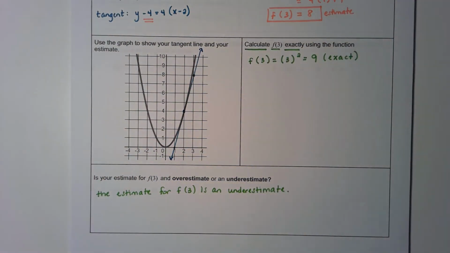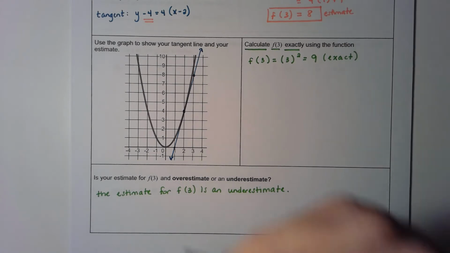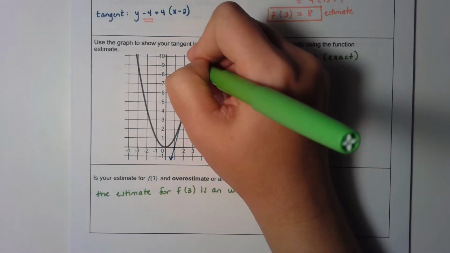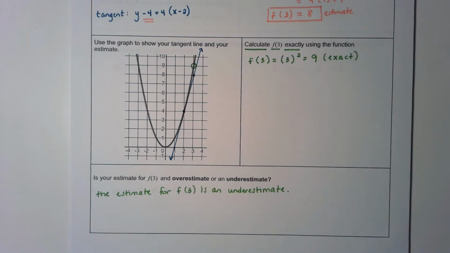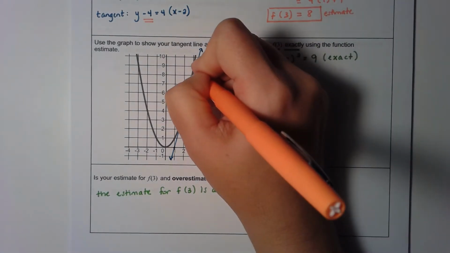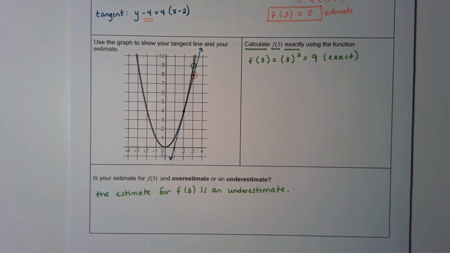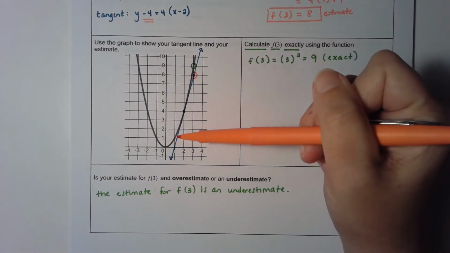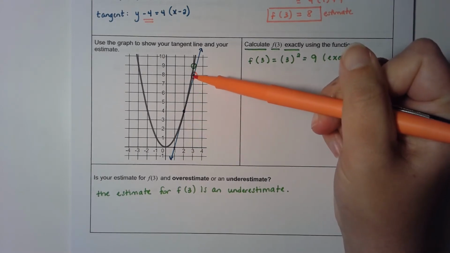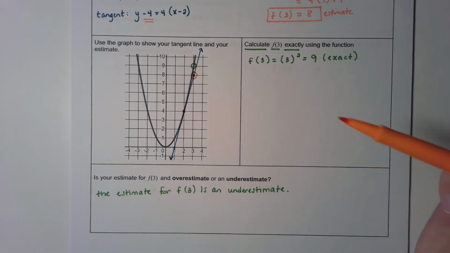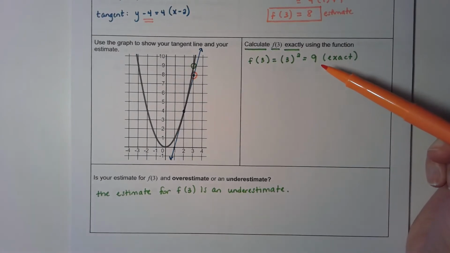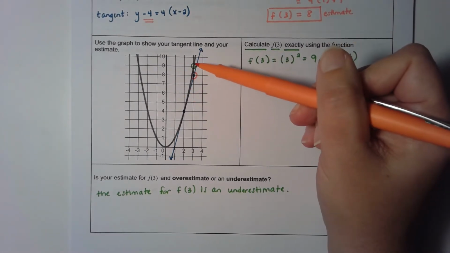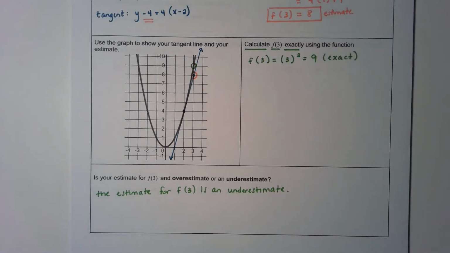Now, I'm going to circle in green the exact value. So when x is 3, the exact value of the function is 9. But if we look at our tangent line, the estimated value is 8. So you can see in the orange here, that's our estimate. If you follow the tangent line, then when x is 3, it goes to the point (3, 8). Whereas our exact value is 9, because if you follow the actual curve, it goes to the point (3, 9).